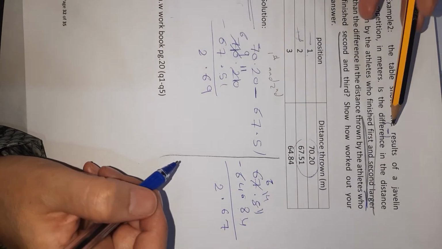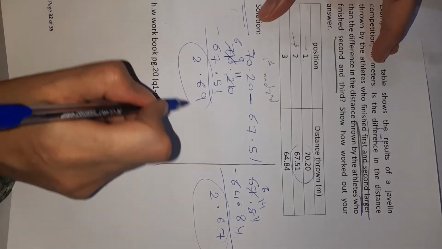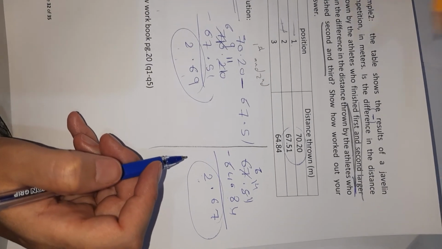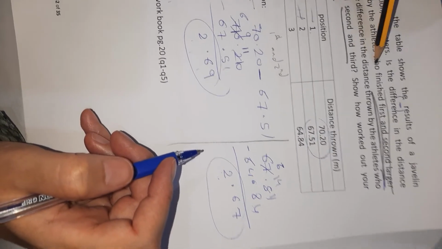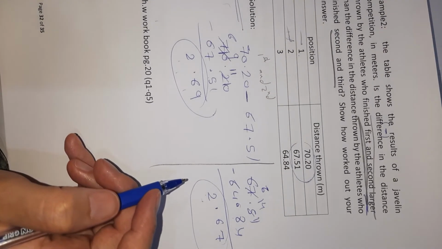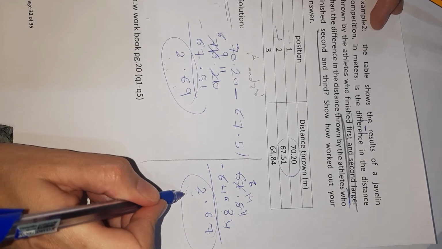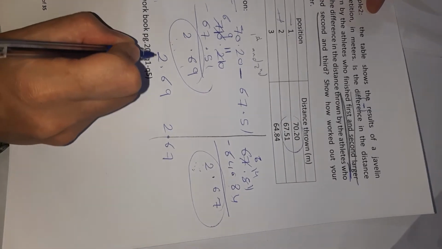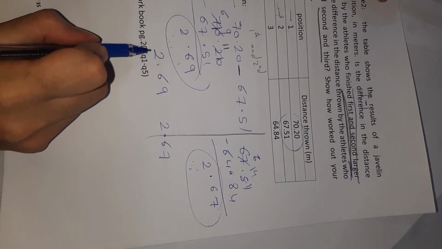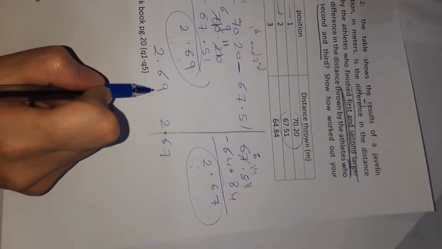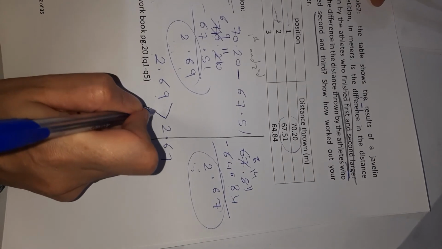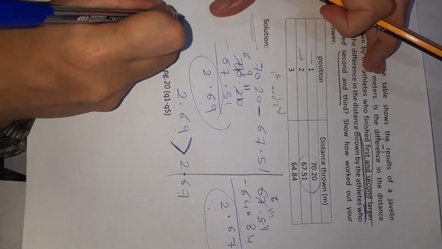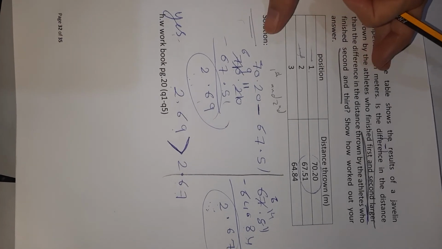Now, the question is, which is larger? This number or this number? We want to compare these two numbers, because the question is whether the difference in the distance thrown by the athletes who finished first and second is larger. Is this number larger than this number? Let's see. 2.69, 2.67. Compare the whole number first. 2 equals 2, 6 equals 6. 9 is more than 7, so this number is greater. So yes, the difference is larger. This is the reason.